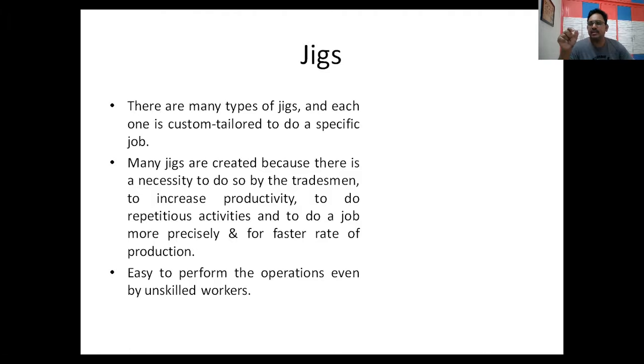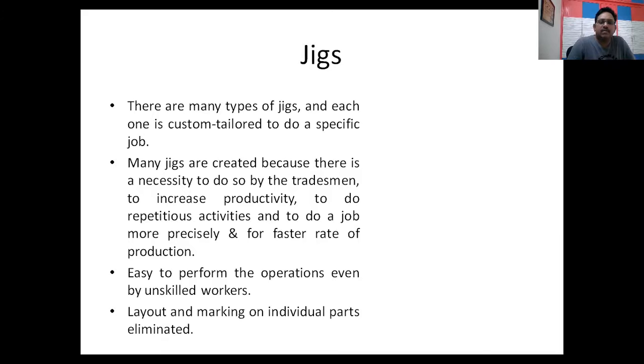Earlier we have seen the drilling operation. So when there is a jig, even an unskilled performer can make a hole here. You cannot put the workpiece at different angles. Whereas when we use the fixtures, only a skilled person can give a perpendicular drilling hole. So this is what it is.